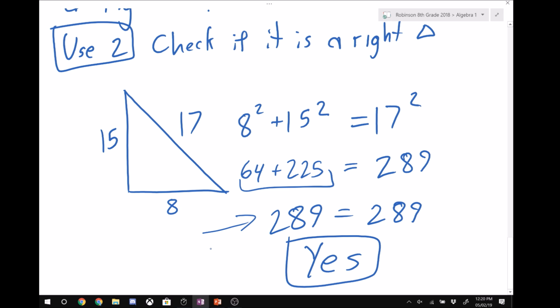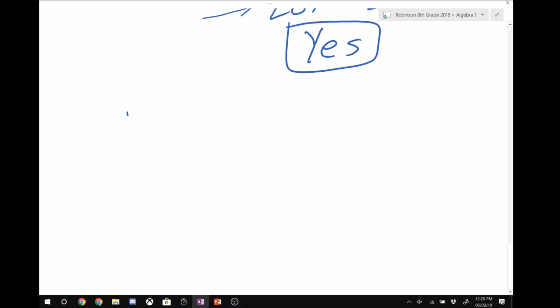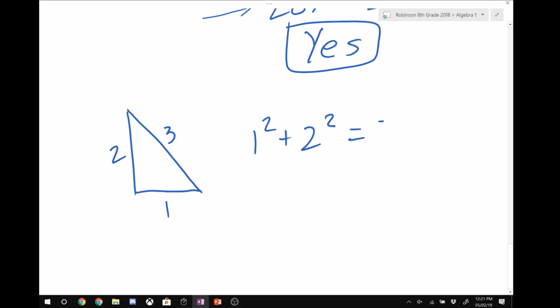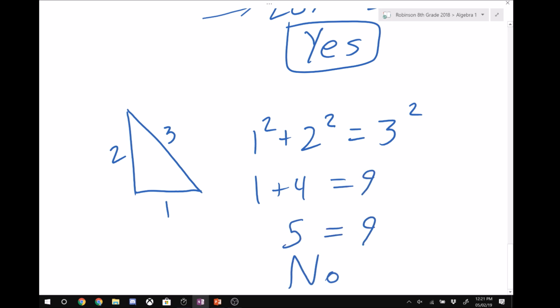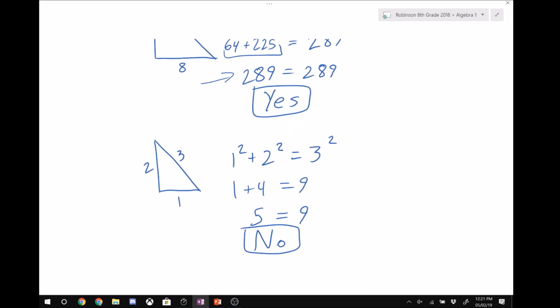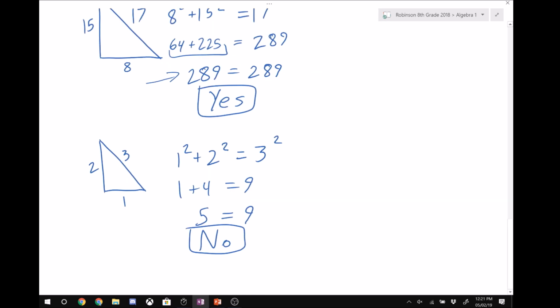Let's do an example of one where they are not. We'll just have a triangle that has side lengths of 1, 2, and 3. We would do the shorter sides, 1 squared plus 2 squared equals the longer side, 3 squared. 1 squared is 1, 2 squared is 4, 3 squared is 9, and we get 5 equals 9, which is not true, so no, this is not a right triangle. And that is, for now, everything that we are going to talk about with the Pythagorean theorem.